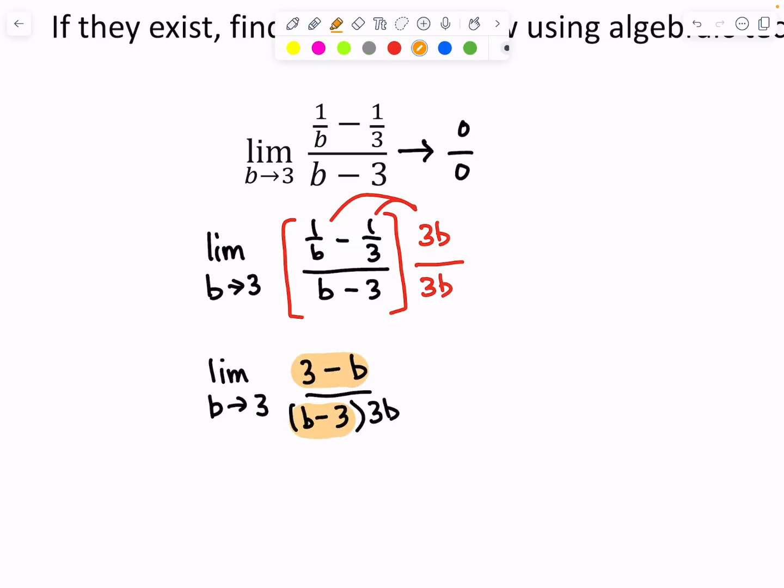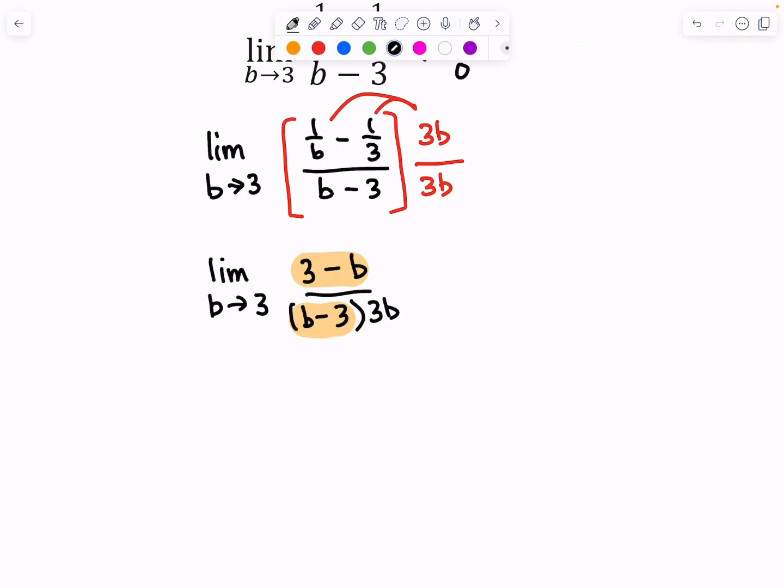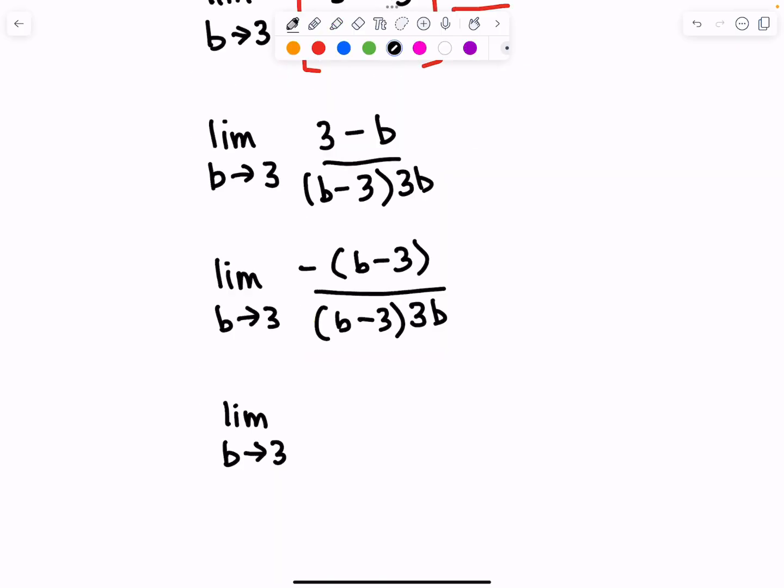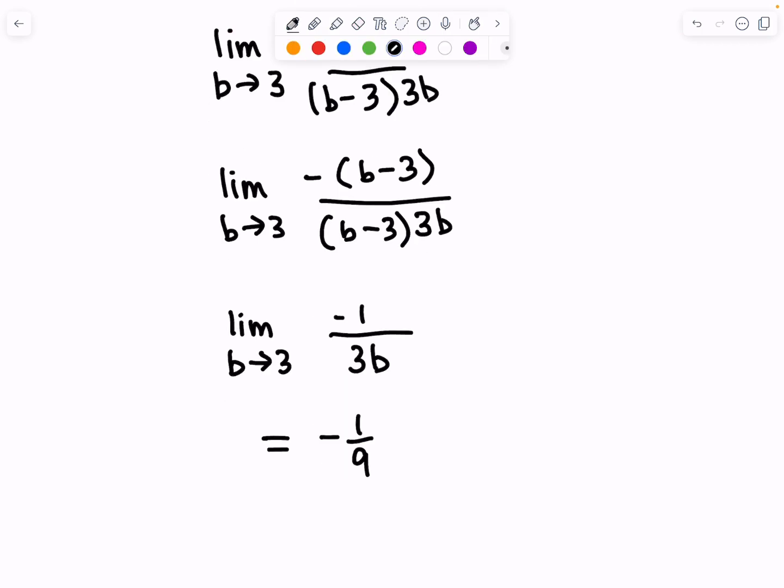Now these two terms are opposites of each other. If I factor a negative out of one of them, then I will be able to cancel. Let's factor a negative out of the numerator. This results in the subtraction being reversed. The denominator is the same. And now we can cancel these two equal factors. So we get a -1 in the numerator over 3b. This simplified function is now continuous at b equals 3, so we can simply substitute 3 in for b at this moment, and we get -1/9.